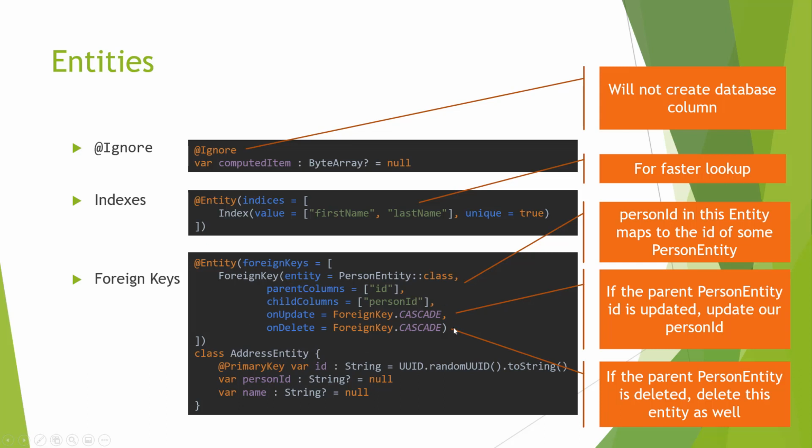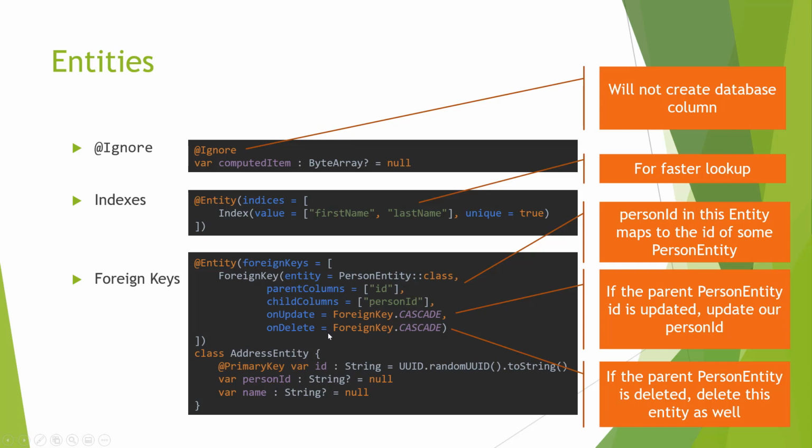And then we specify what to do whenever things are updated or deleted. In this particular example, I chose to say that whenever we update the person entity, so maybe we change his ID, we want to make sure we propagate that down to the address entity and fix these person IDs. So we'll say on update is foreign key cascade. We cascade from the person entity down through the address entities.